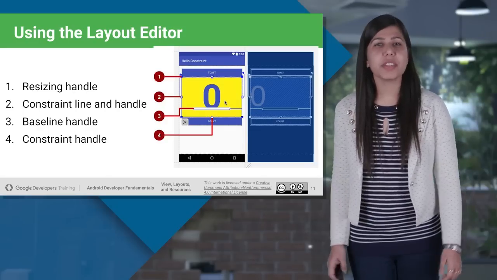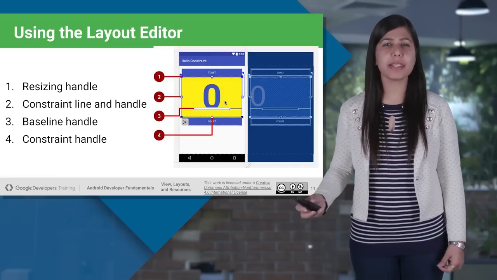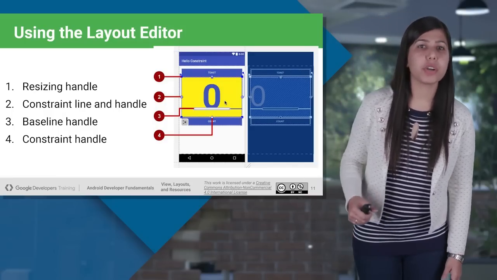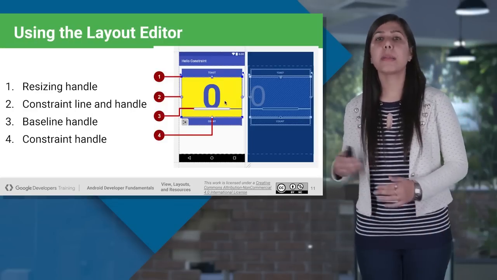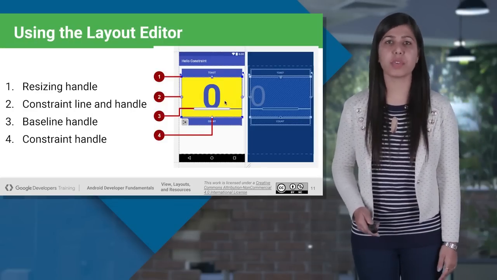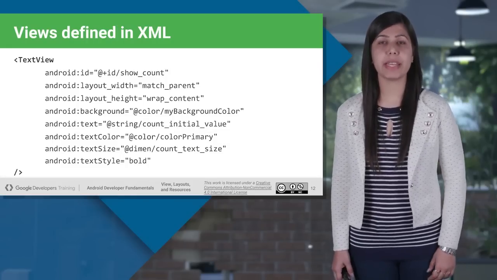From the layout editor, you can resize views, put a constraint and handle the constraint, and of course, resizable bars and constraint handles are there, so you can make changes to the views from the layout editor. Here is another way of defining views, in XML.